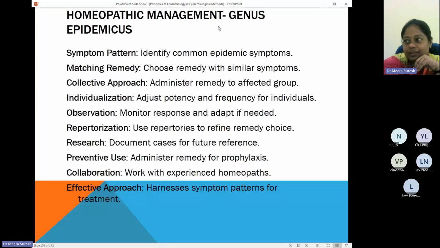So I just told you about genus epidemicus. What happened when COVID came, we were just suppressed. We were not even allowed to say the name preventive for COVID-19. We had to use the term immunity booster. In a way, all our medicines are immunity boosters. We are not doing anything. Our medicines are not doing anything. It is just boosting up our vital force, or in a way, our immunity. That's what is being done.